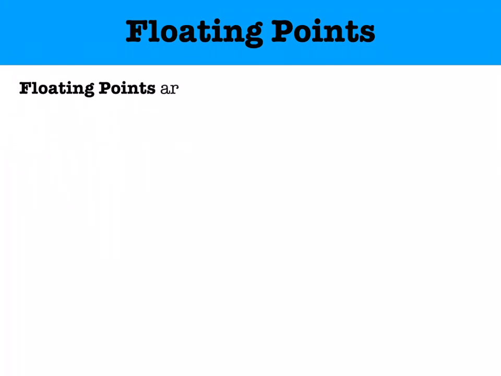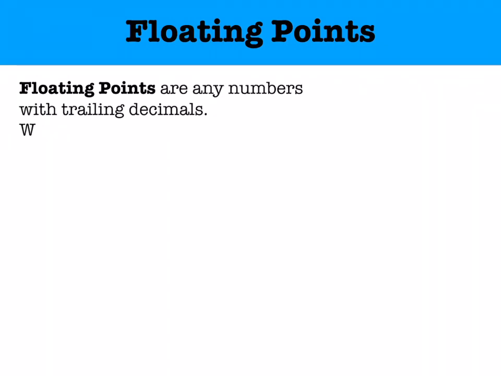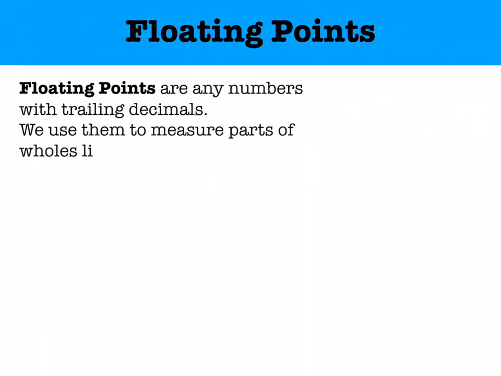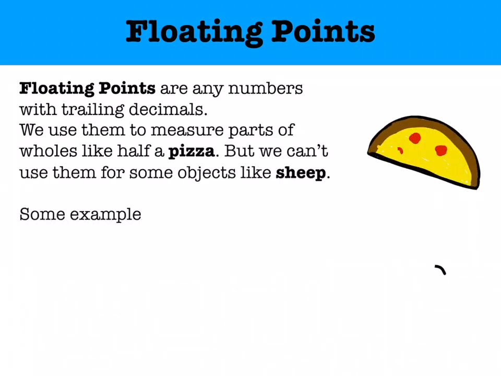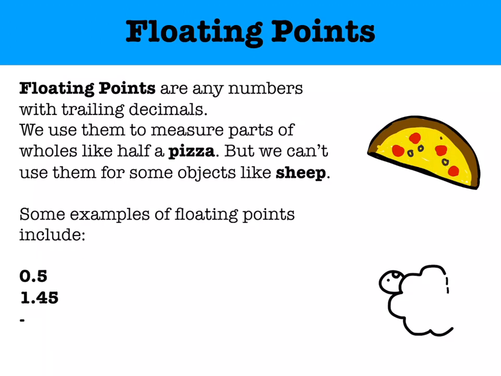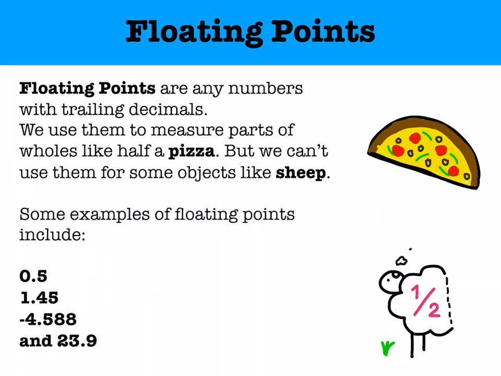Floating points are any numbers with trailing decimals. We use them to measure parts of wholes like half a pizza, but we can't use them for some objects like sheep. Some examples of floating points include 0.5, 1.45, -4.588, and 23.9.